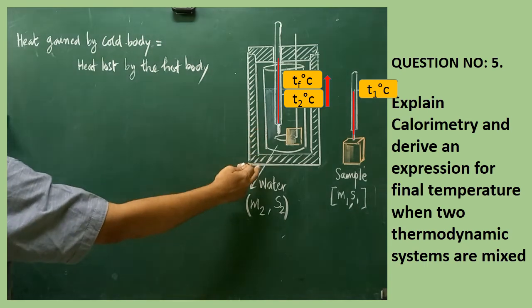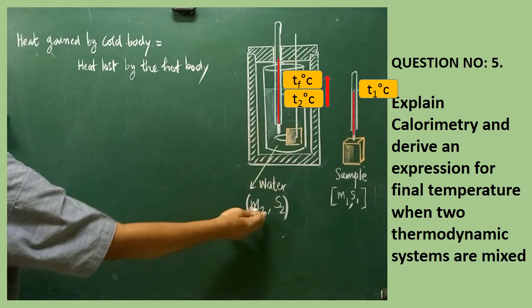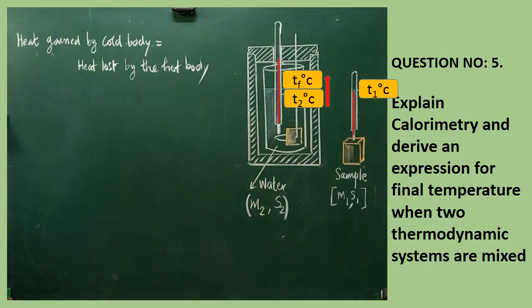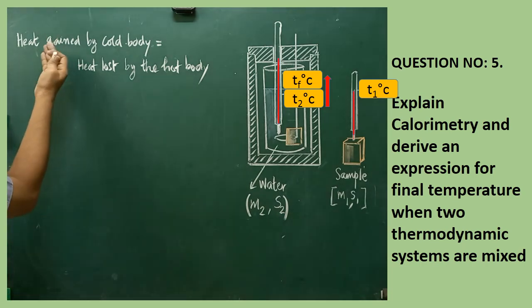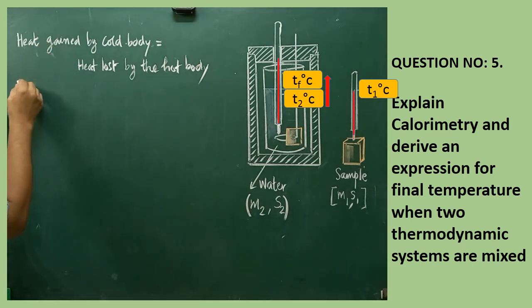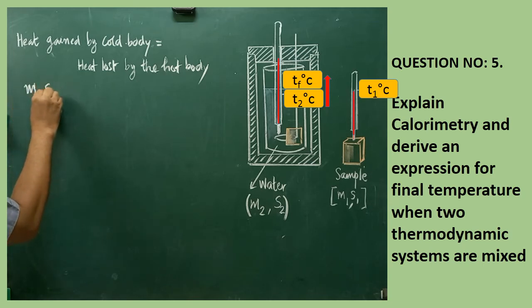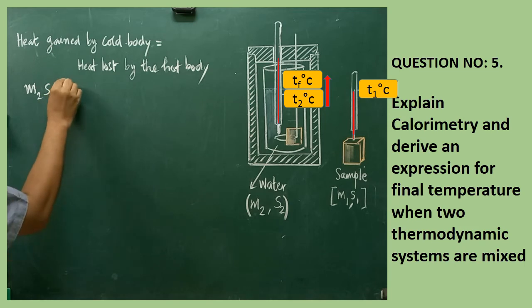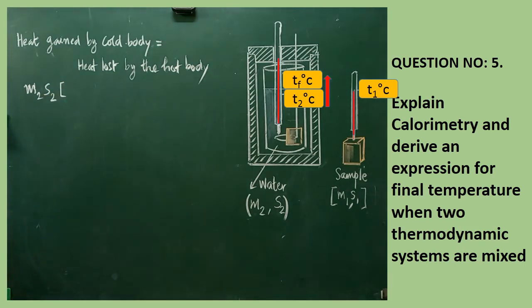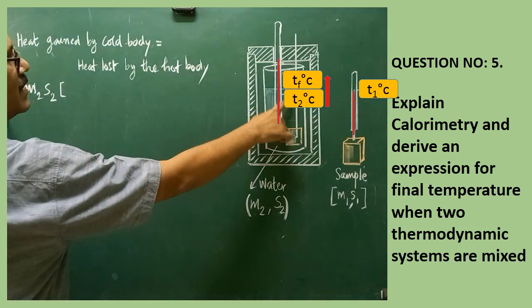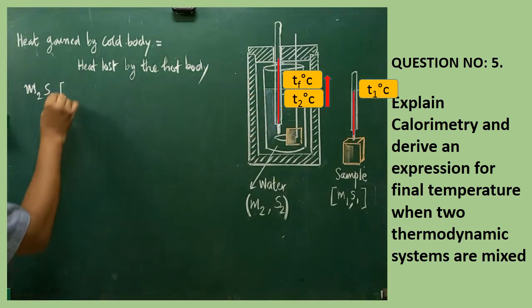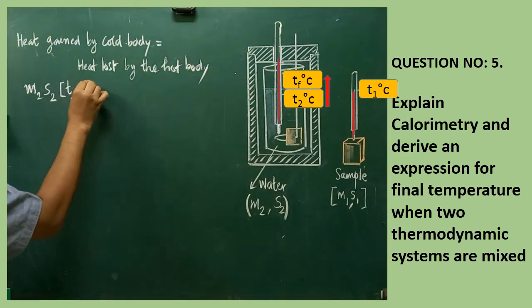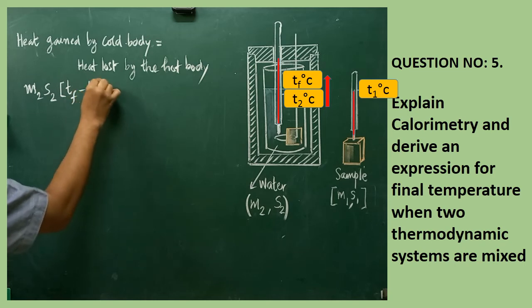Water is the cold body. The water's mass is m2 and its specific heat capacity is s2. How to get the formula to find the heat gain? What is the basic formula? m2 is the mass of water, specific heat capacity of water is s2, and the difference in temperature. How to find the difference in temperature? Initial temperature of water is T2, final temperature of water is Tf. Therefore, Tf minus T2 must be written.